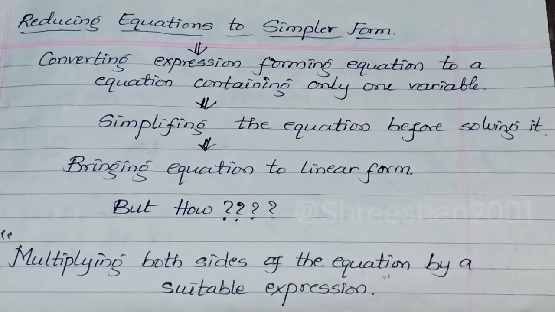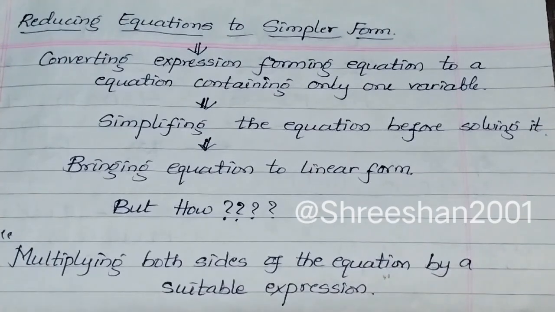In today's class, we will learn about reducing equations to a simpler form. Now, in the linear equation chapter containing only one variable, you have learnt about linear equations having only one variable, that is x, y or z. Now you have solved for x also, where the RHS part or the LHS part was simply a number or an expression, right?